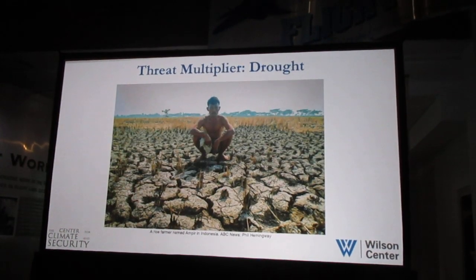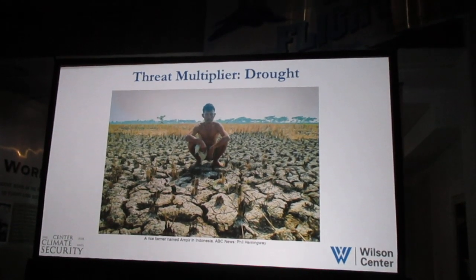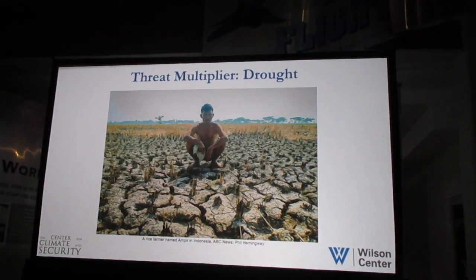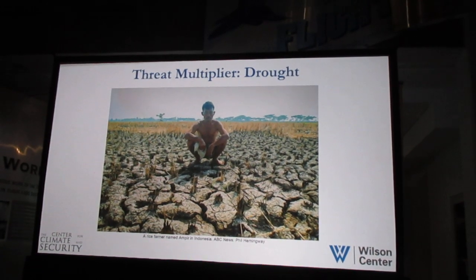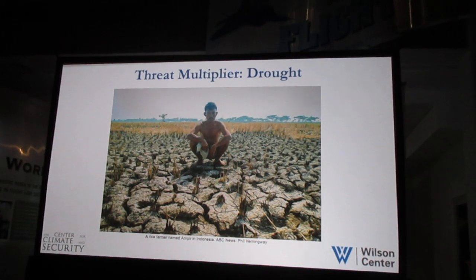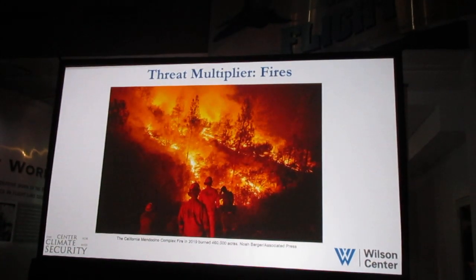Then you have drought. Okay, we have a lot of areas, particularly across the equatorial regions in Africa and the Middle East, becoming drier over time, with attendant effects on food and water security.